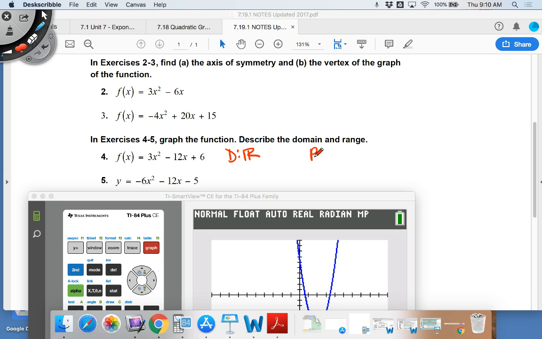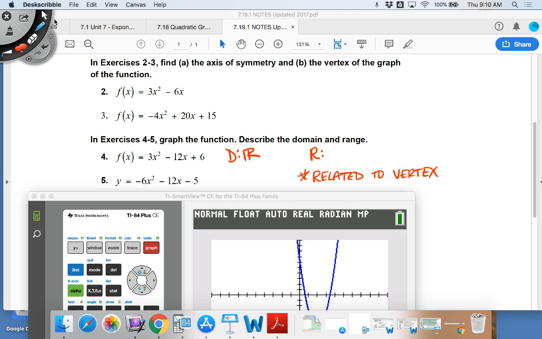The range has to do with the vertex. So we're going to make a little star and we're going to say it's related to the vertex. Why is it related to the vertex? Because the vertex is either the lowest point or the highest point depending on the parabola.